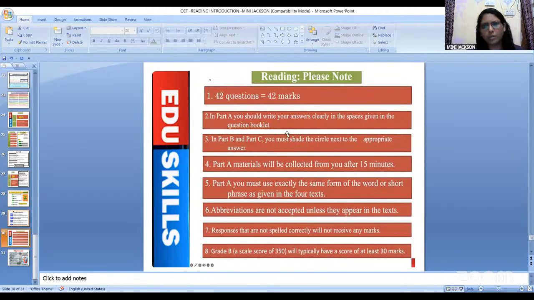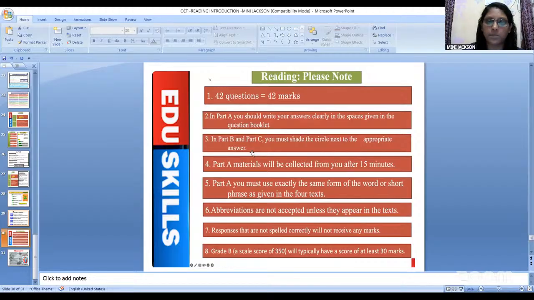Then all together, let's summarize the topic about the reading now. We have 42 questions. In part A, you should write the answers clearly in the space given in the question booklet. In B and C, you must shade the circle next to the appropriate answer.